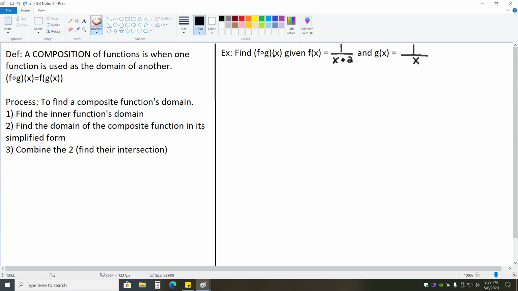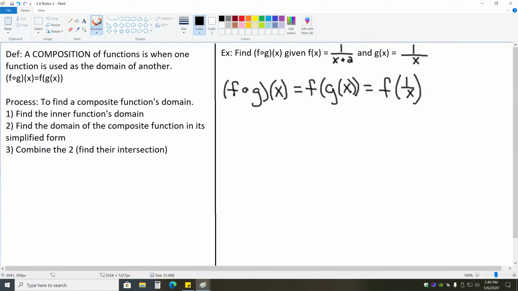So let's go ahead and give that a try. We want to find f∘g of x, f of g of x, given f of x equals 1 over x plus 2, and g of x equals 1 over x. Well, to find f∘g, that means we are taking g and plugging it into f. We are finding f of g of x. And we know g of x is 1 over x, so that means we're finding f of 1 over x. So that means everywhere you see x in your original function f, you're going to replace it with 1 over x. That's what finding f∘g means in this case. So that's going to give us 1 over (1 over x) plus 2.